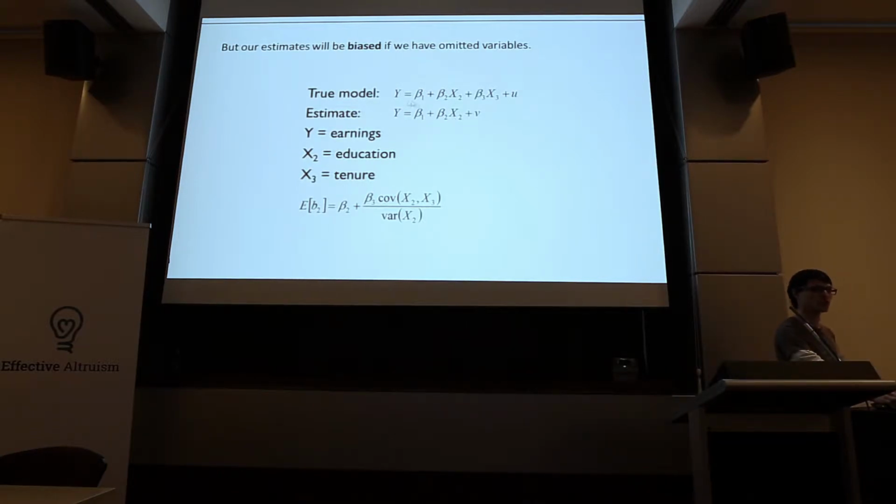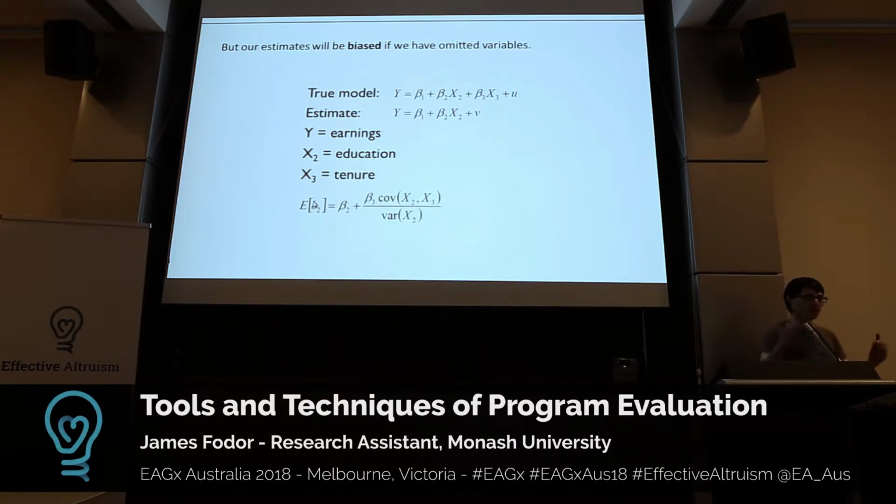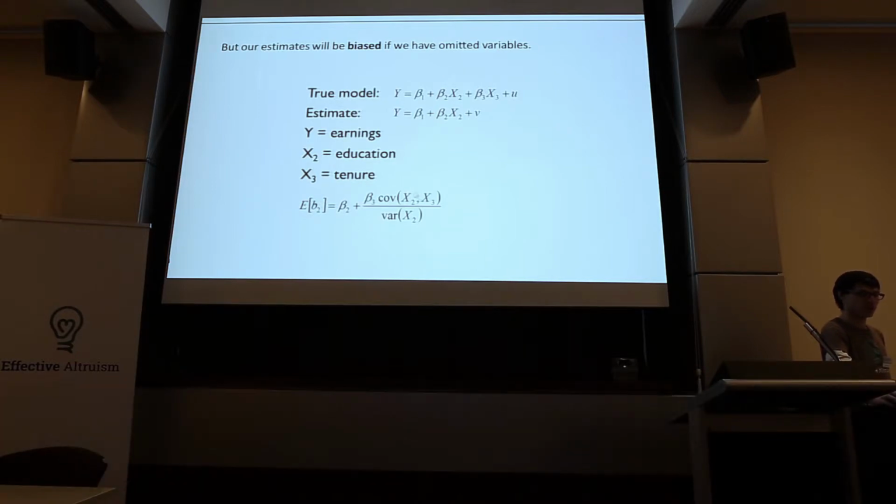Estimating this equation when we should have estimated this one will lead to omitted variable bias, as long as there's a correlation between the 2 variables. So if people who have more education tend to have longer tenure, then what this is saying, this is an expression for the expected value of our estimator. This is basically what OLS gives us. What this is saying is, on average, in the long run, if we did this a lot of times, we would expect our estimator to give us this answer. This is what we want. We want beta 2. That's the population parameter we're trying to estimate.